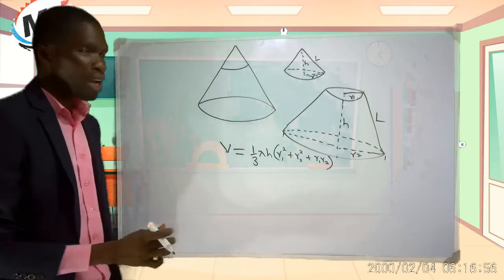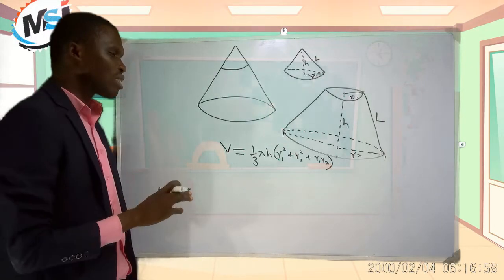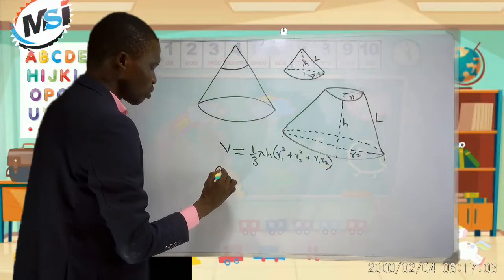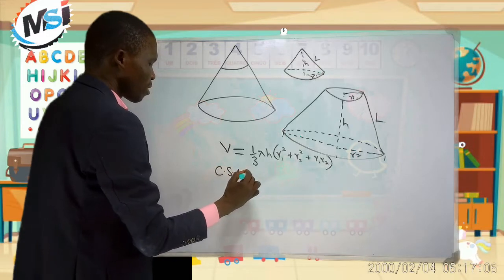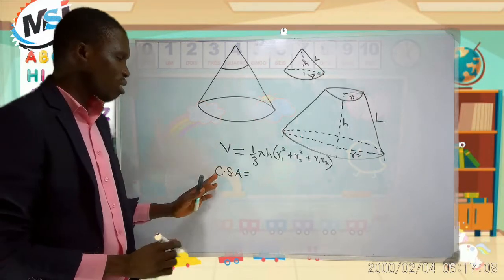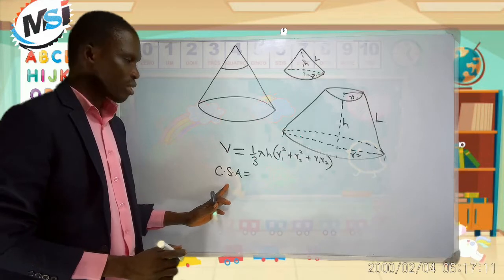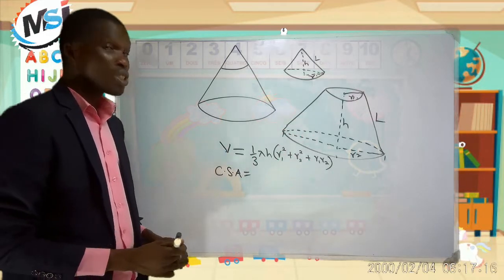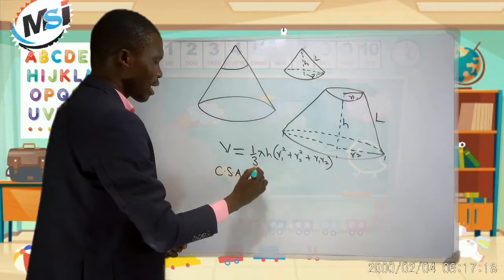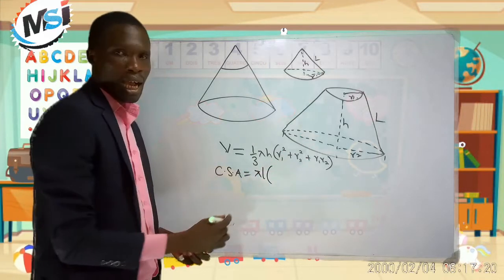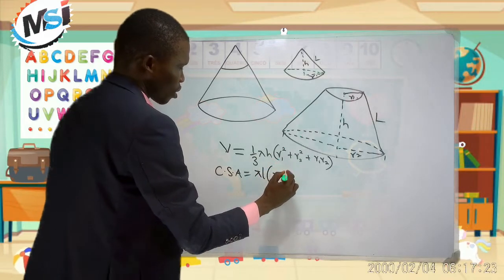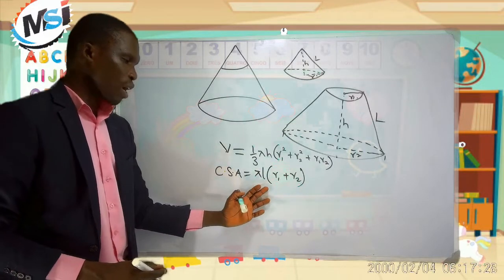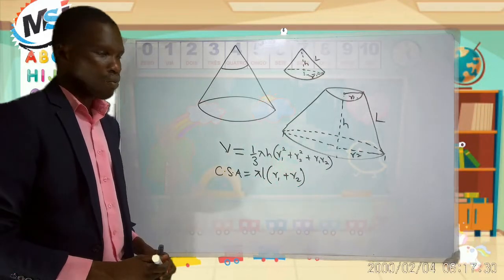Now, the second formula I want to give you is how to find the curved surface area of frustrum. We represent that with CSA. Don't get confused. CSA means curved surface area. So to find the curved surface area, we are going to use this formula, which is pi L bracket R1 plus R2. So this is the formula to find the curved surface area of frustrum.